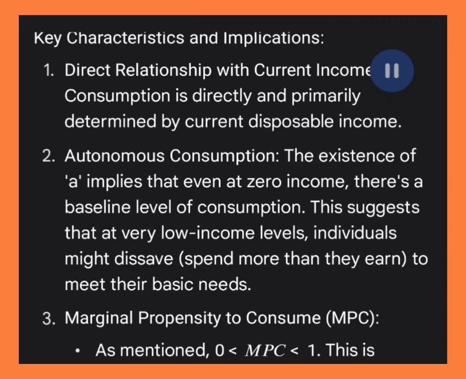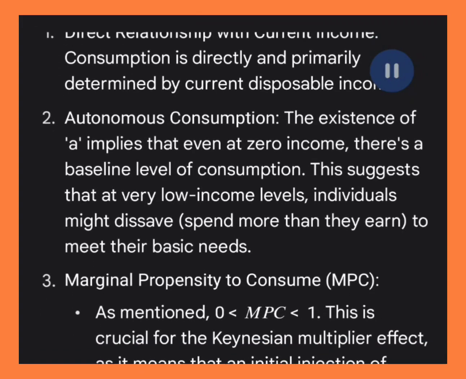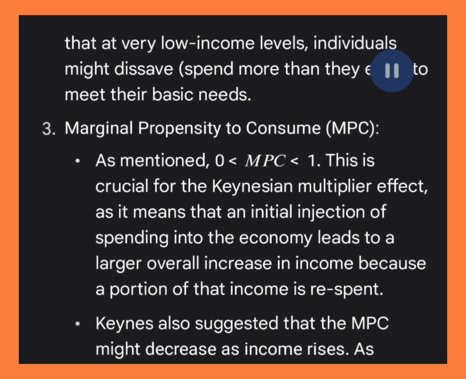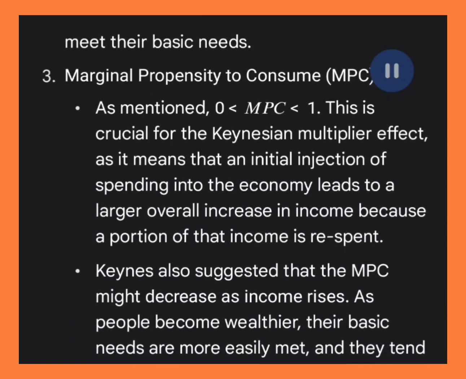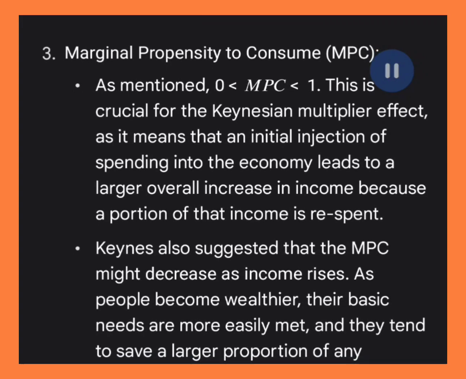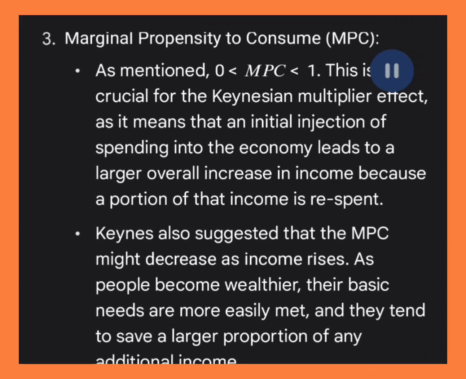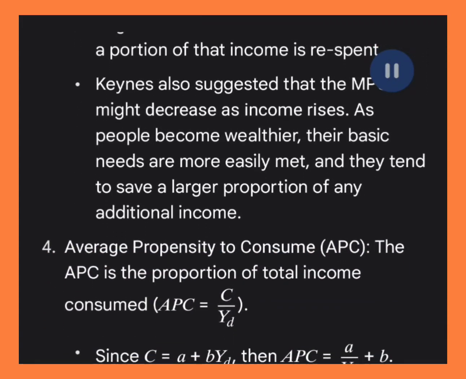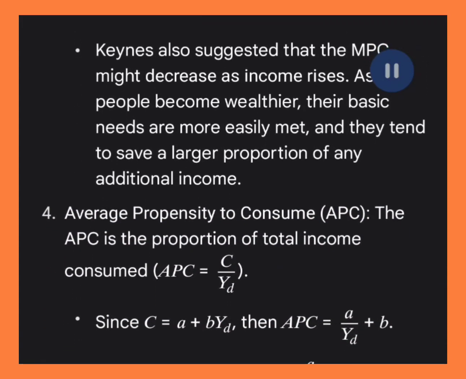3. Marginal propensity to consume, MPC. As mentioned, 0 less than MPC less than 1. This is crucial for the Keynesian multiplier effect, as it means that an initial injection of spending into the economy leads to a larger overall increase in income, because a portion of that income is re-spent. Keynes also suggested that the MPC might decrease as income rises. As people become wealthier, their basic needs are more easily met, and they tend to save a larger proportion of any additional income.